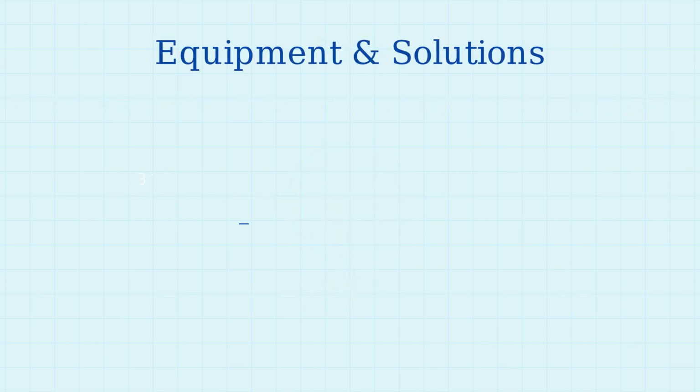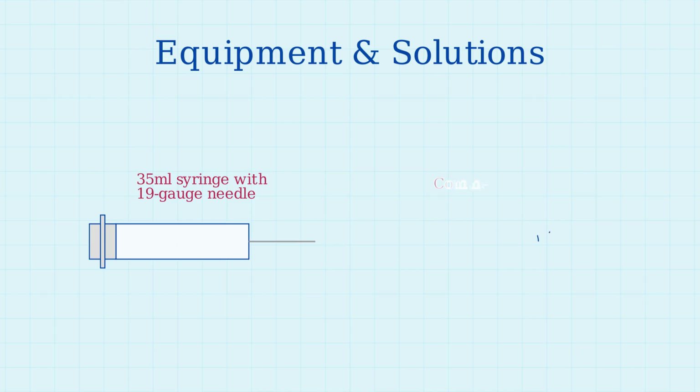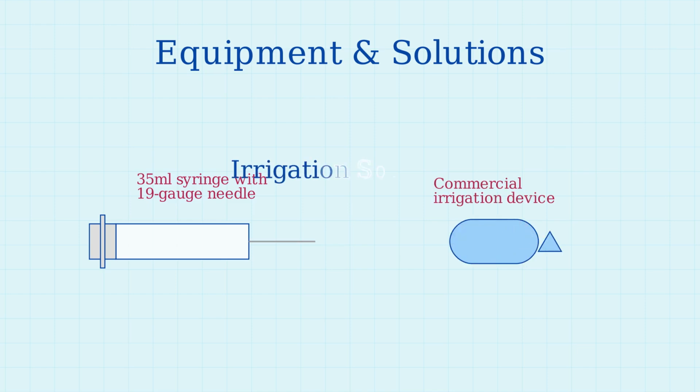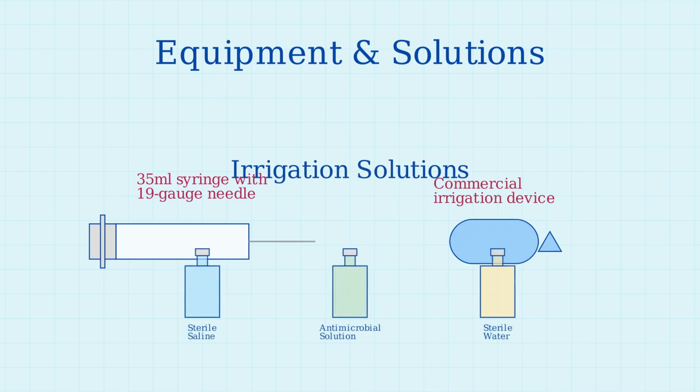For proper wound irrigation, you'll need the right equipment and solutions. A 35 milliliter syringe with a 19-gauge needle achieves the optimal pressure of 4 to 15 psi. Commercial irrigation devices are also available that deliver consistent, appropriate pressure.